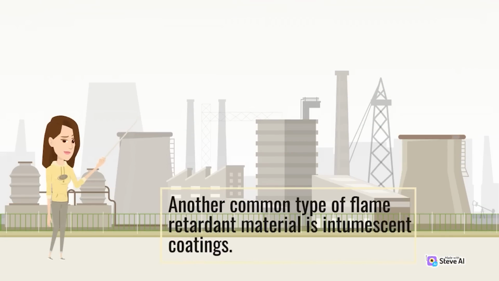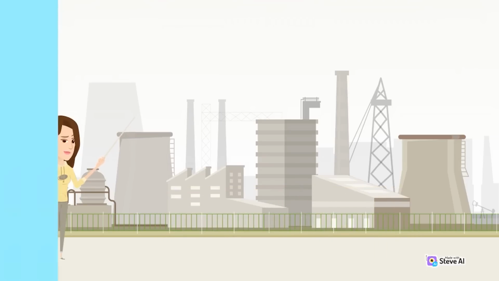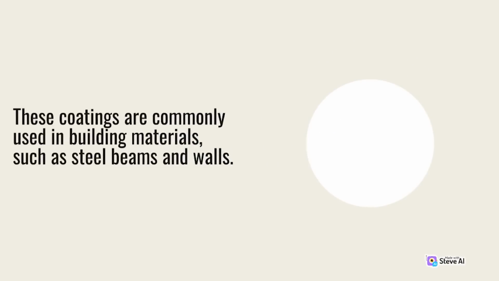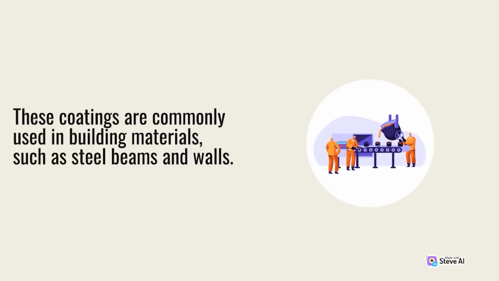Another common type of flame retardant material is intumescent coatings. Intumescent coatings are applied to a surface and react when exposed to heat, swelling and forming a thick layer that protects the surface from flames. These coatings are commonly used in building materials, such as steel beams and walls.